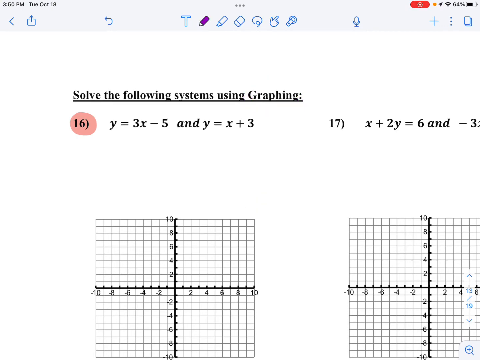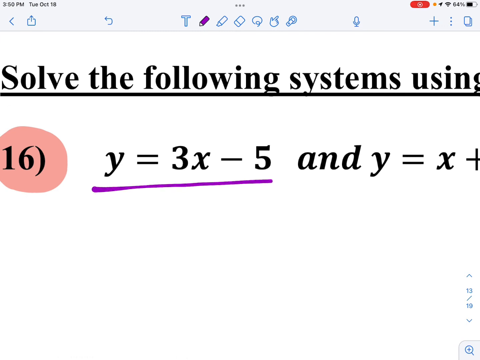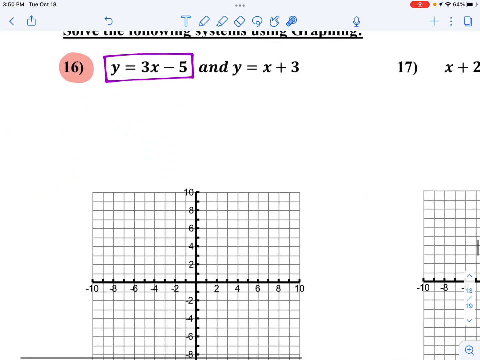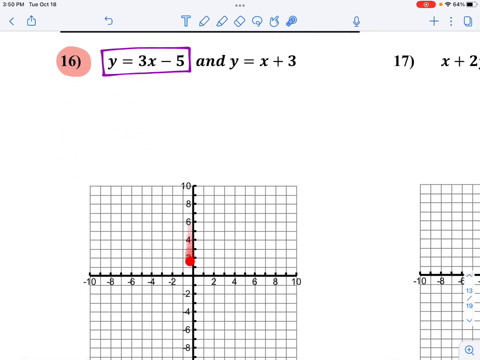Okay, so this problem, I'm going to do 2 different colors. I'm going to do this one in purple. Remember that this means you put your first dot on negative 5. And remember, it's a y-intercept. It's called a y-intercept for a reason. That means you start on the y-axis, which is this one. Negative 5 is right there. So there's your first dot.